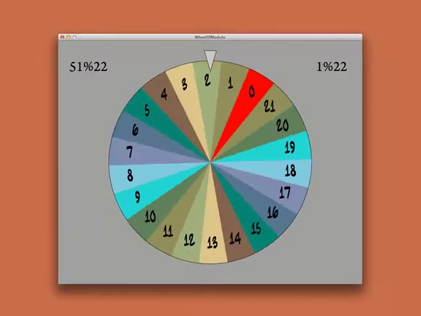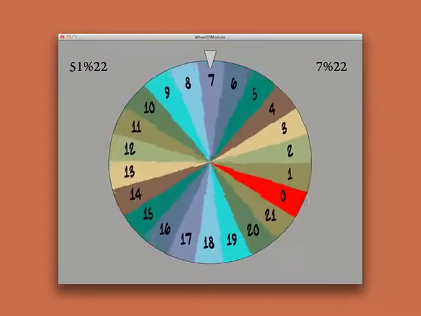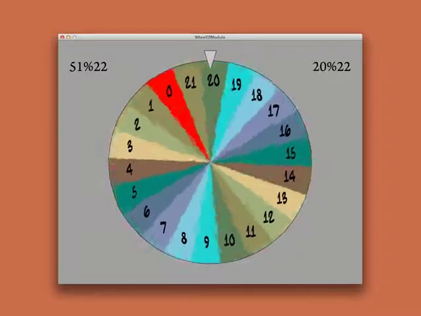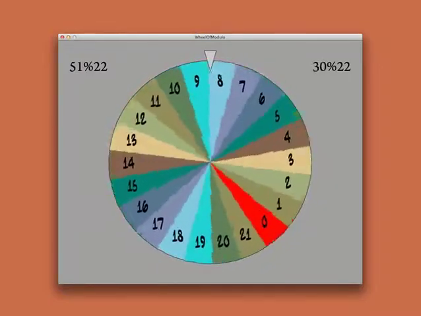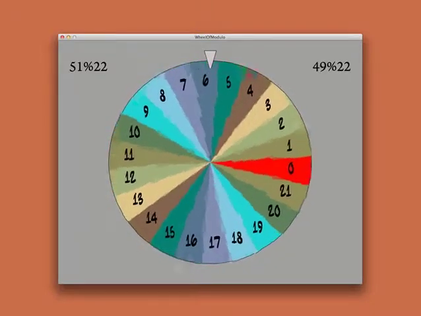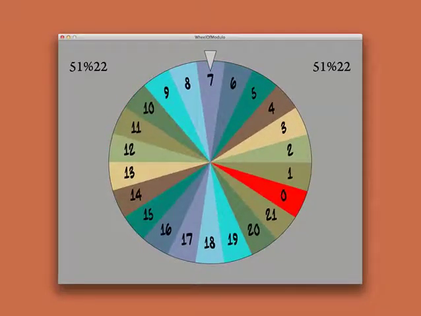Let's run the wheel and see what happens. We're counting up on the right. And I can even make this go a little faster so we don't have to sit and watch it all. I'll slow it down when we get close to the end. All right, we'll slow down a little bit. And sure enough, 51 mod 22 is 7.